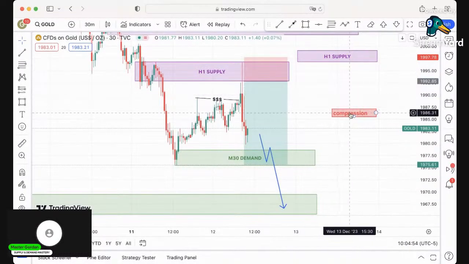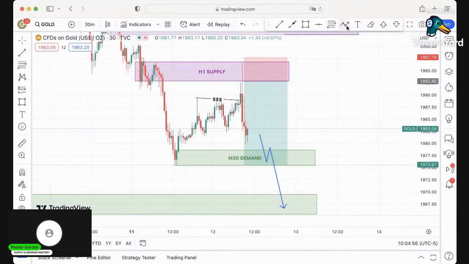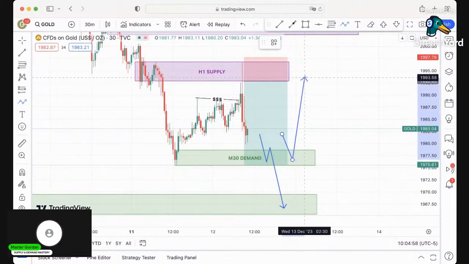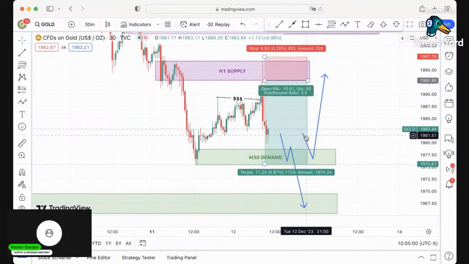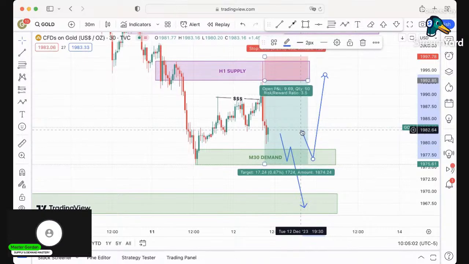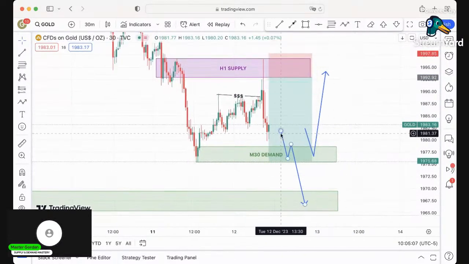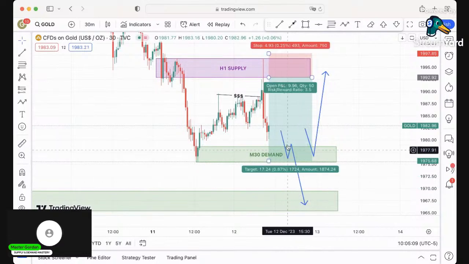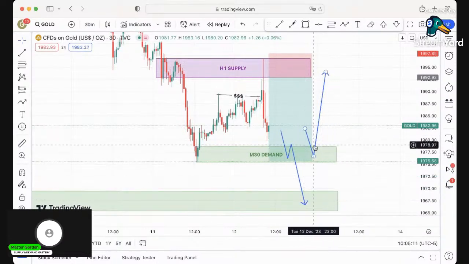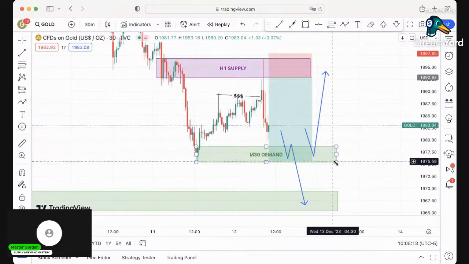We have learned this compression today, so there are only two probabilities. Either the price makes a reaction from this zone again, or it breaks through with a drop base drop, then we are ready for a sell once the price retests this zone.